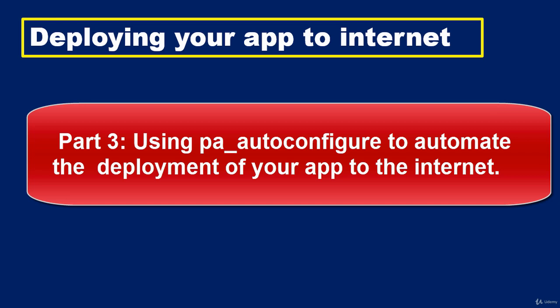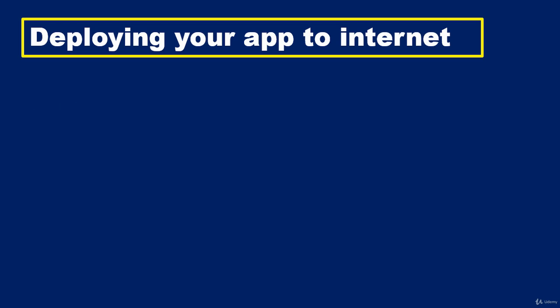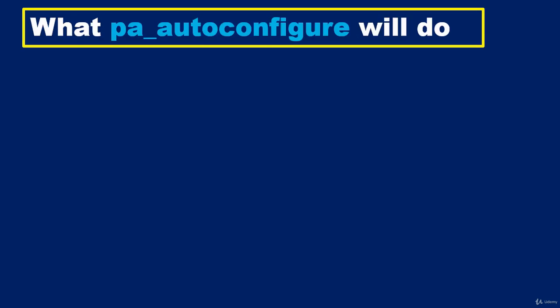In this part, we are going to use a tool called PA Autoconfigure, which is a tool that Python Anywhere provides. And what this tool will do, it basically will automate the process of deploying your Django app to the internet. So let's take a look at what this tool, the PA Autoconfigure, will do for you.